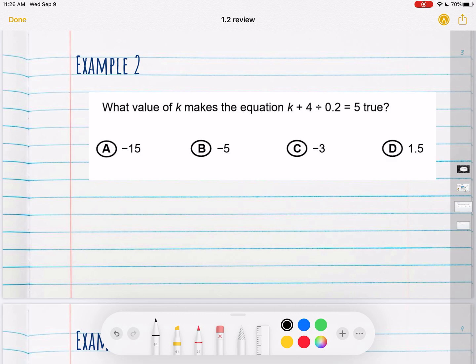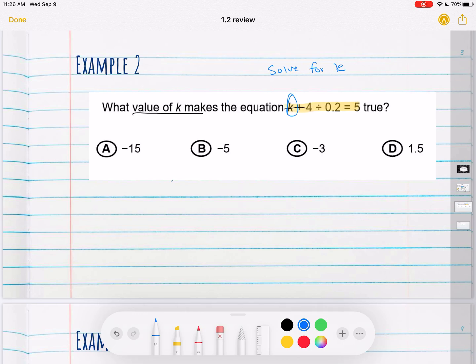What value of k makes the equation k plus 4 divided by negative 0.2 true? So I need to find a value of k. That's what I'm looking for. So I need to figure out what this k right here is. So in other words, I need to solve for k. You'll see a lot of problems like this on your MCA tests. It's just another way of phrasing solve for k.